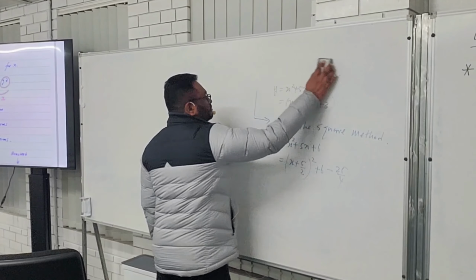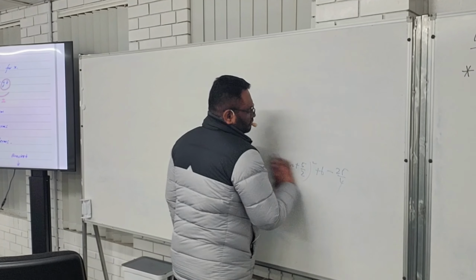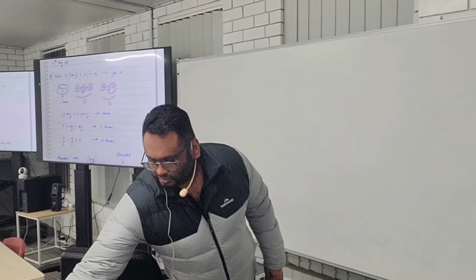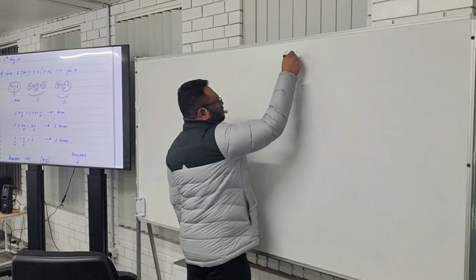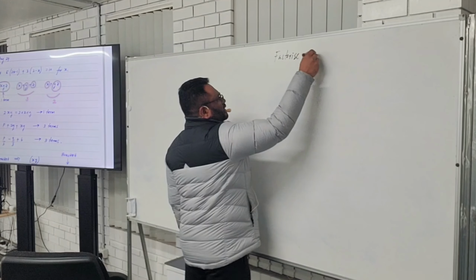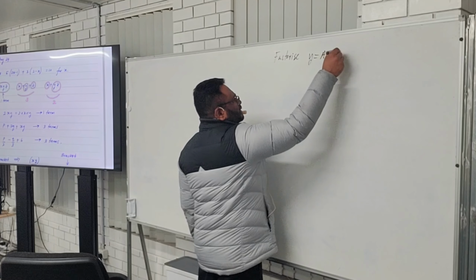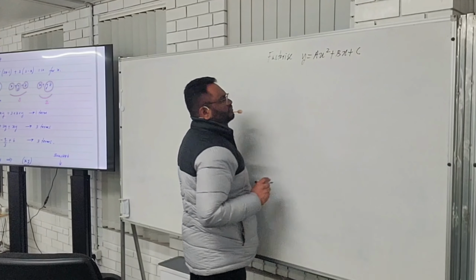Okay. Now that is part. Factorize y is equal to ax squared plus bx plus c. Do that for me.